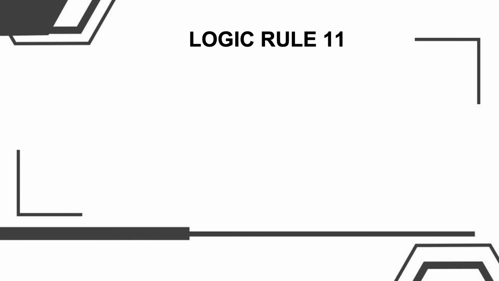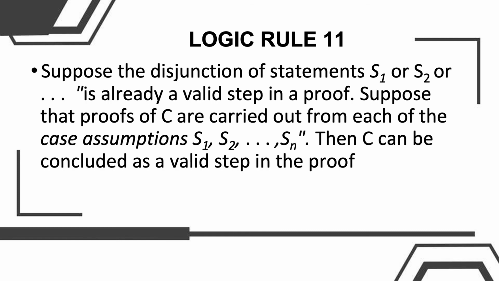This is the last logic rule that we are going to discuss. Ito naman is another variation of proof by cases. So, suppose the disjunction, again, disjunction natin gumagamit ng or, of the statement S1 or S2 or Sn, is already a valid step in the proof. Suppose that the proofs of C are carried out from each of the case assumptions, S1, S2 up to Sn, kung ilan mang cases yan, then C can be concluded as a valid step in the proof. So, another important variation sa ating direct proof is the proof by cases.